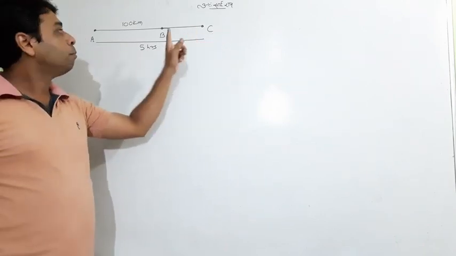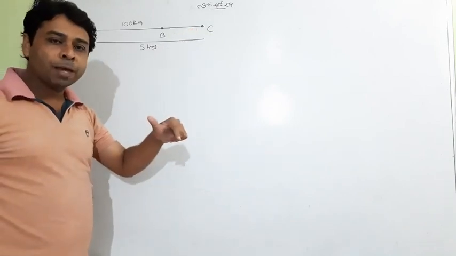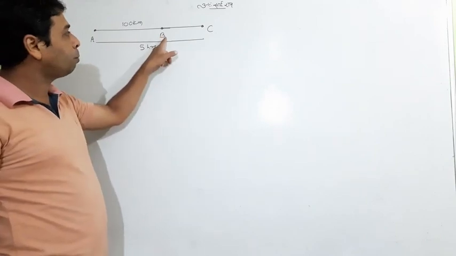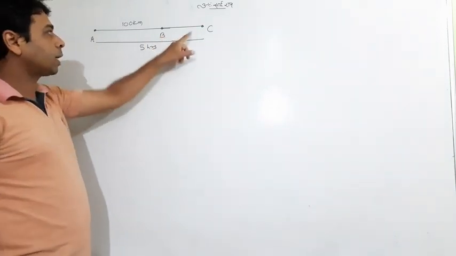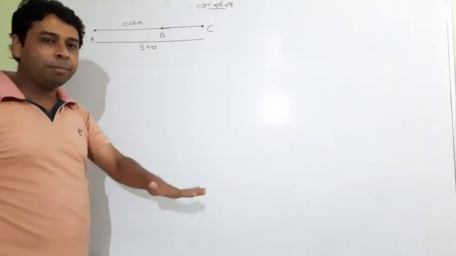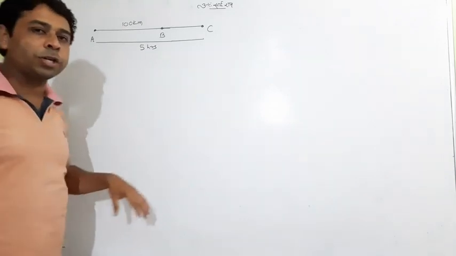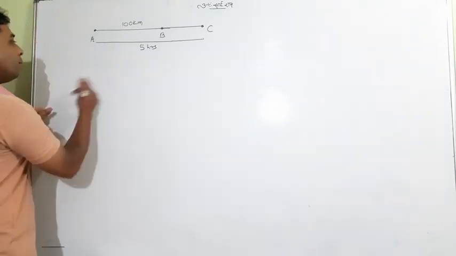B was slow, A was fast. If you consider the journey time, the car starting from B takes 5 hours. The car starting from A again takes 5 hours. So the journey time is the same, and after 5 hours they meet at point C. So this is our first condition, and we want to make the equation for the first condition. Okay, so how will we write it?